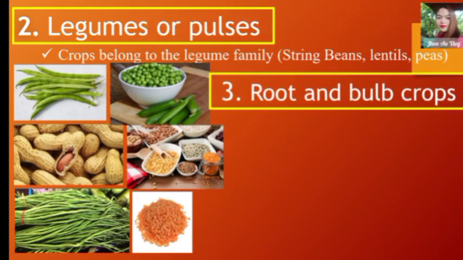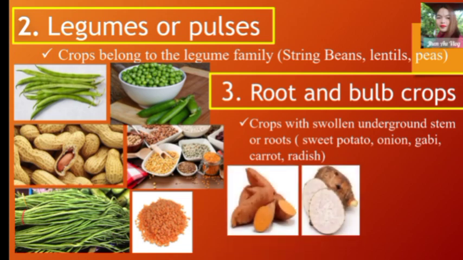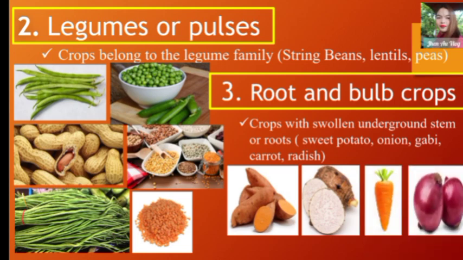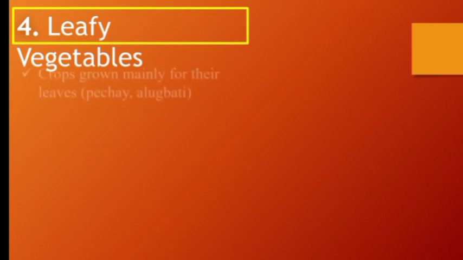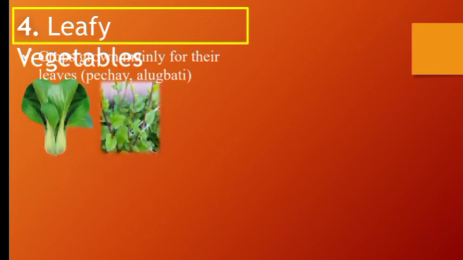Third is root crops and bulb crops. So crops with swollen underground stem or roots, like sweet potato and onion, gabi, carrot, and radish. Which is the root crop is the kamote, sweet potato, and the gabi or the dasheen, and the carrot and radish, while the onion are bulbs. Fourth are leafy vegetables. So they are crops grown mainly for their leaves, like petchay and alugbati, or the Malabar nightshade.